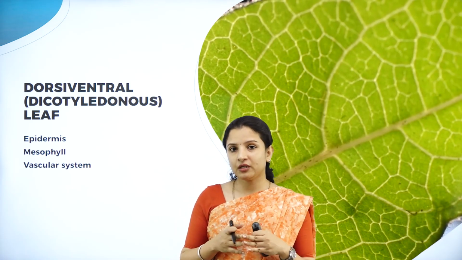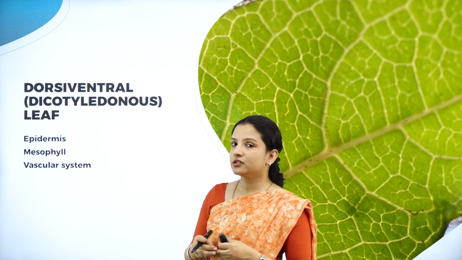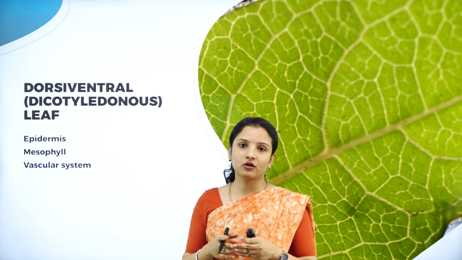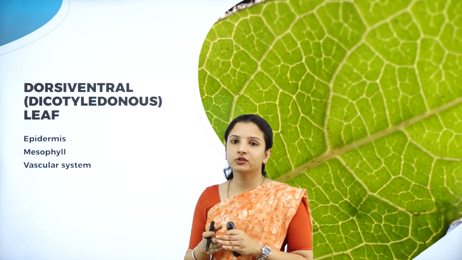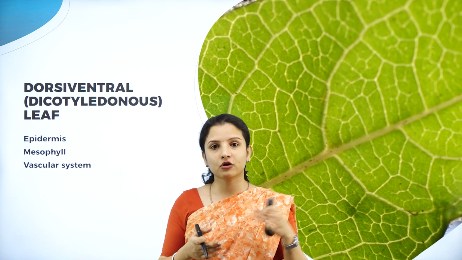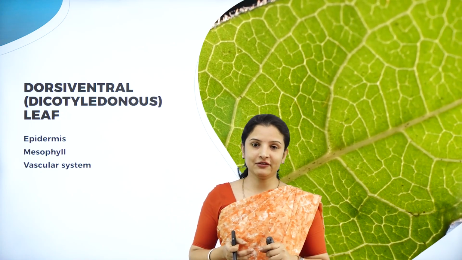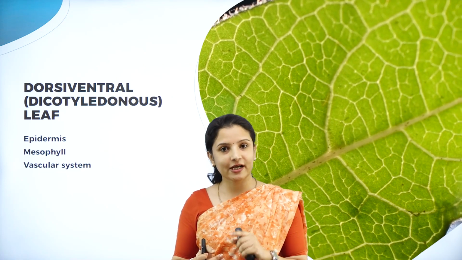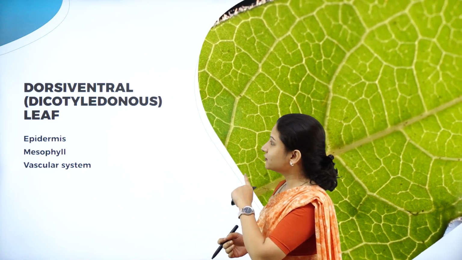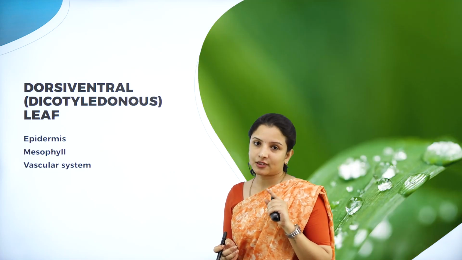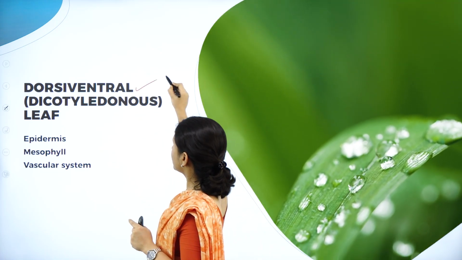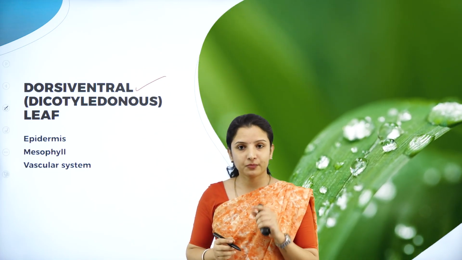And you can ask me, ma'am, why did you put two words here, dorsiventral as well as dicotyledonous leaf? You could have just put it as dicotyledonous leaf and monocotyledonous leaf, right? This is one of the major morphological differences that you can see when you see a dicot leaf and a monocot leaf. Dicot leaves are dorsiventral and monocot leaves are isobilateral.